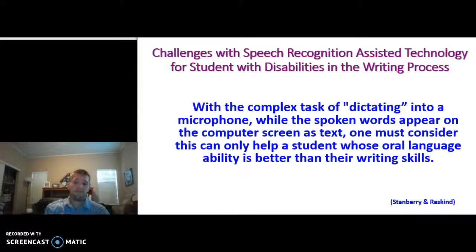With the complex task of dictating into a microphone while the spoken words appear on the computer screen as text, one must consider this can only help a student whose oral language ability is better than their writing skills.